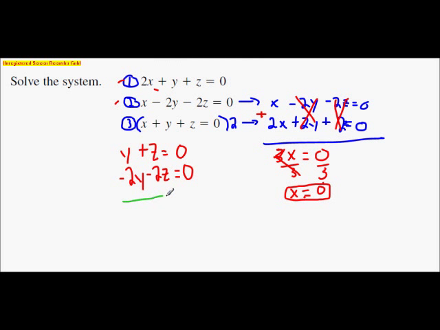We still have to find y and z, so how do we do that? I need to make one of these variables opposite. I'm going to make the y's opposite of each other. This is a negative 2y, so I need to make the other a positive 2y.